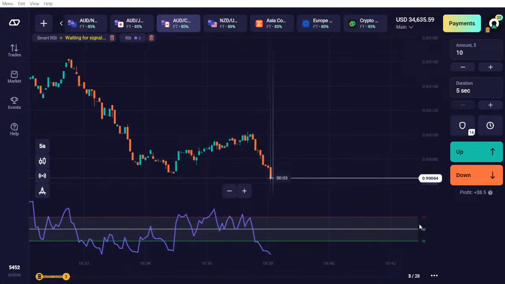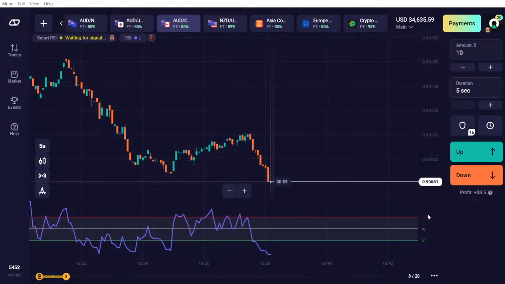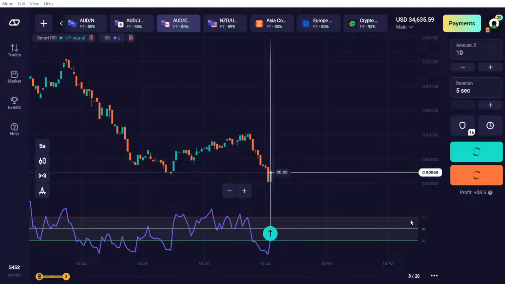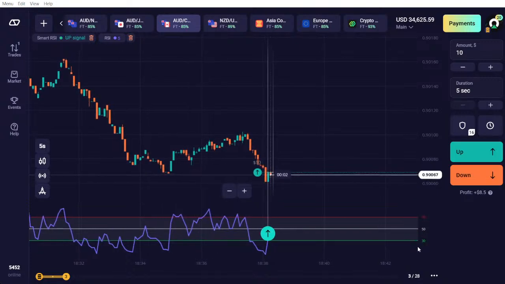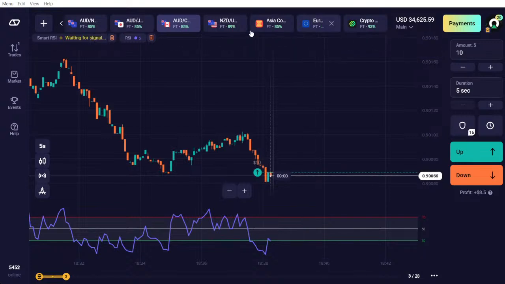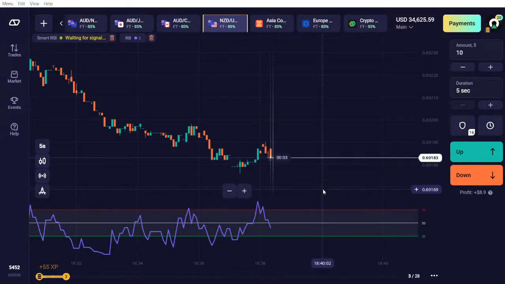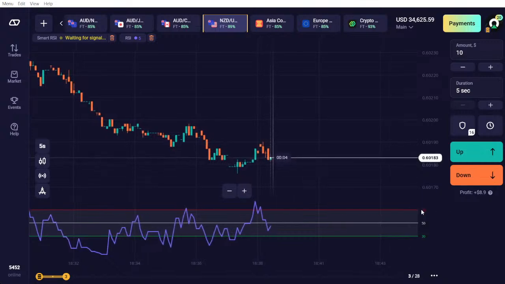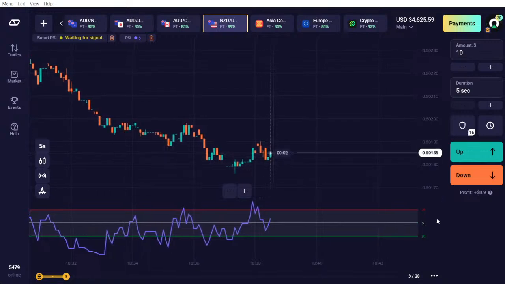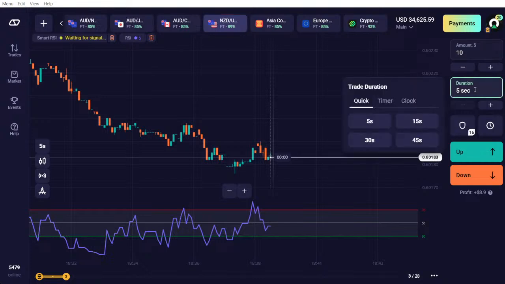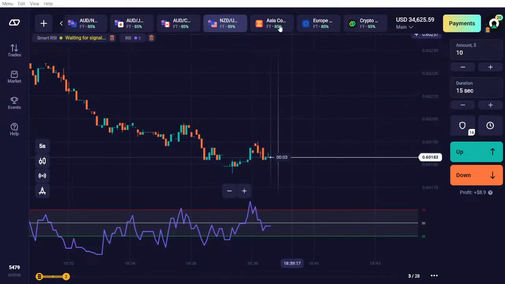Okay, so in this RSI, as we have already discussed, there are three levels: 70, 50 and 30. Initially, we are going to talk about the upper level, which is 70, and the bottom level, which is 30. The top level is known as the overbought zone, and the bottom one is known as the oversold zone. This is the mid level. I will now teach you how the overbought and oversold zones help you.